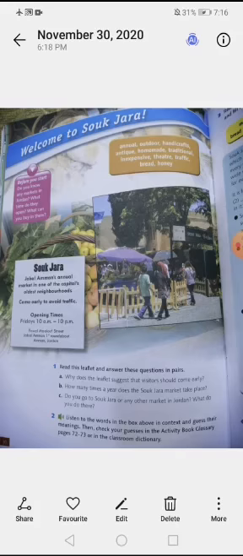Do you go to Souk Jara or any other market in Jordan? What do you do there? This is for you. This is a question for you, student. So this question asks you if you go to Souk Jara or another market in Jordan, and what do you do there? What do you see there? What do you buy from this market or from this shop? So if you go to Souk Jara or another market, just write there and answer this question.